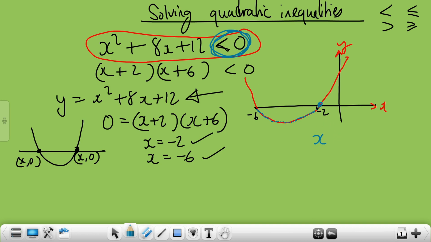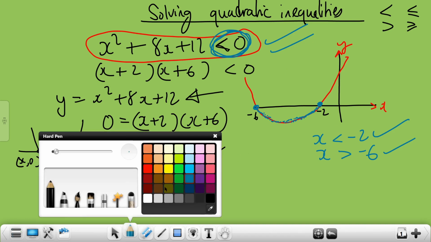-2. So all these coordinates along here have an x value of less than -2. And also all these coordinates have an x value of bigger than -6. Any coordinates along here have an x value less than -2 but bigger than -6, between the roots. This is the answer. This answers this question.